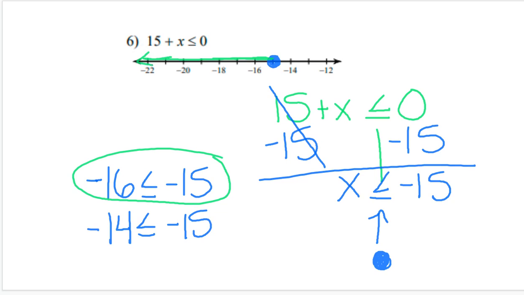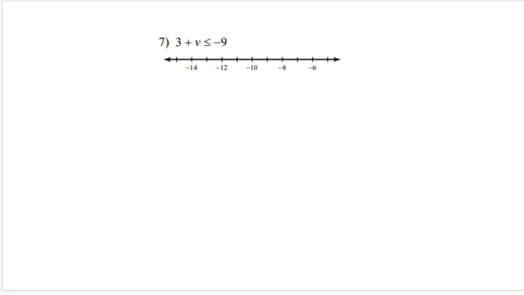So now we're going to go ahead and try another one. Now we have 3 plus v is less than or equal to negative 9. Go ahead and take a second to try and do it on your own. Okay, let's go ahead and try it out.